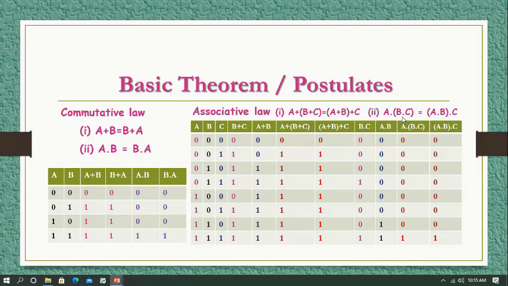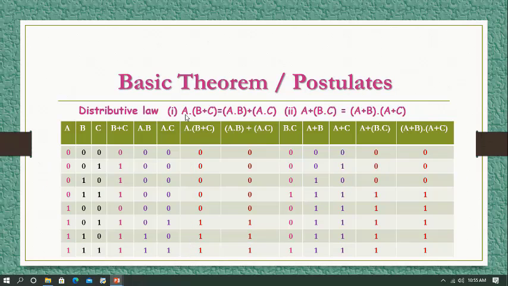That means when we are multiplying three Boolean variables a, b and c, then the result of multiplying a dot b with c or a with b dot c remains the same. So this is the result of associative law with respect to multiplication.